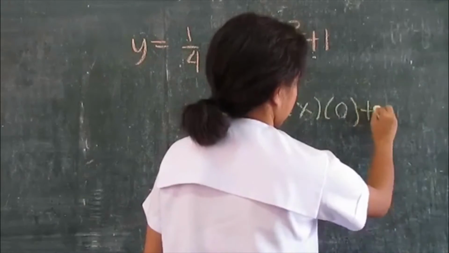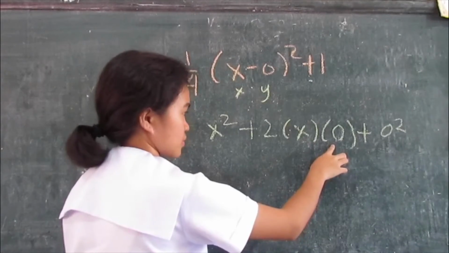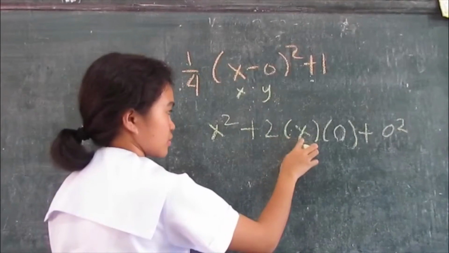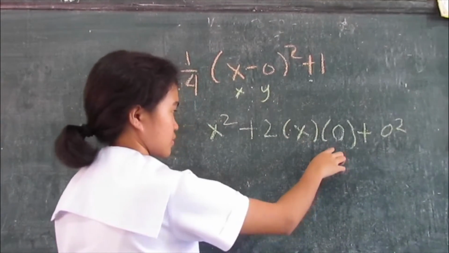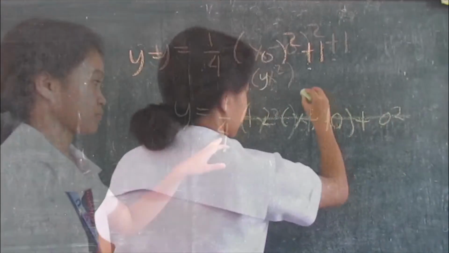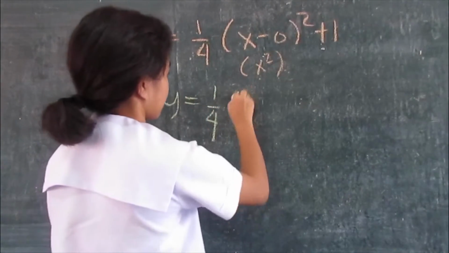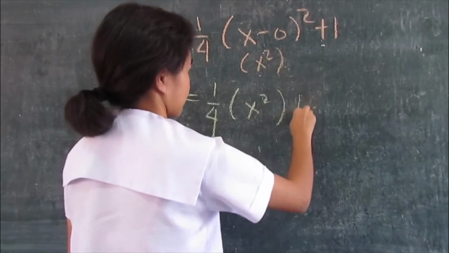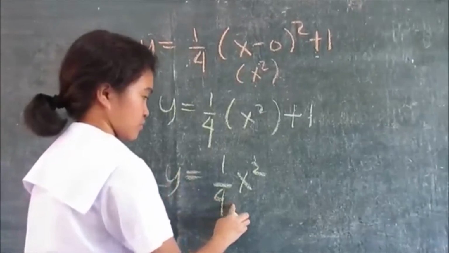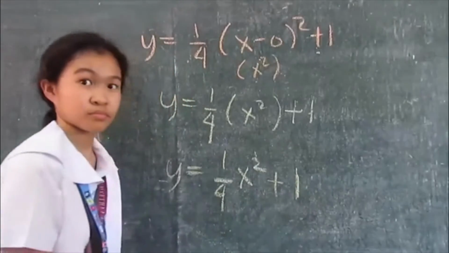So that gives us x squared plus 2 times x times 0 plus 0 squared. First, we multiply. 2 times x times 0 is equal to 0. 0 squared is equal to 0. We add those two together and we get x squared left. So y equals 1/4 times the quantity of x squared plus 1. We then multiply 1/4 to x squared. The product is 1/4 x squared. So now we have y equals 1/4 x squared plus 1. That is the standard form.